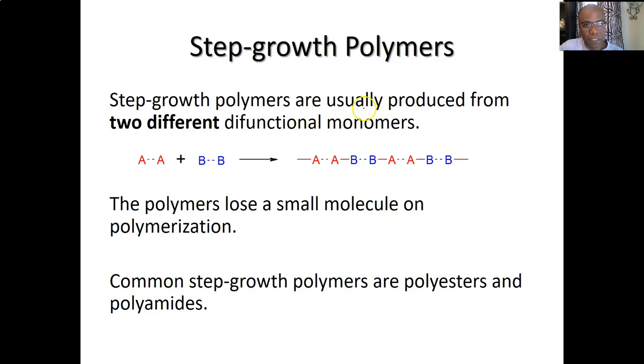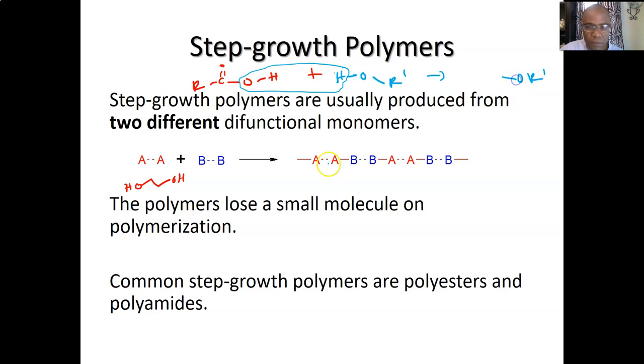Step growth polymerizations are usually produced from two different difunctional monomers. So what we mean is, for example, let's say you have a diol and you want to make an ester. We already talked about esters. For esters, you need a carboxylic acid. Let me remind you. You need a carboxylic acid and you need an alcohol to make an ester. And I gave you the shortcut. You just simply lose the H of the alcohol and the OH off the carboxylic acid. You're going to end up with an ester.